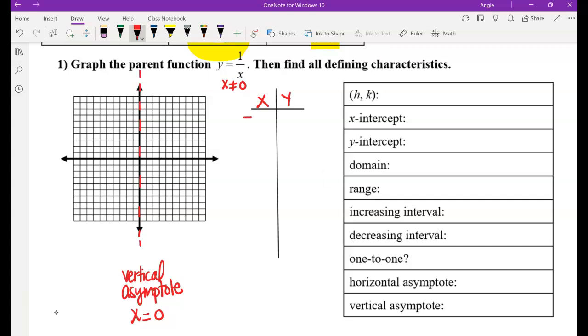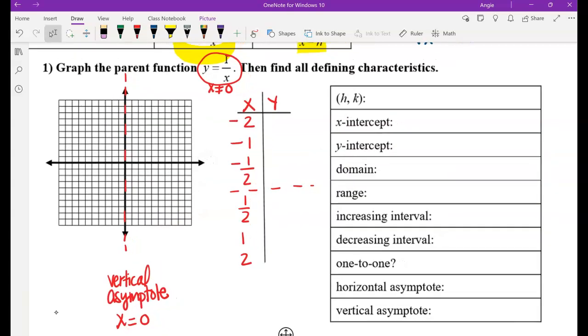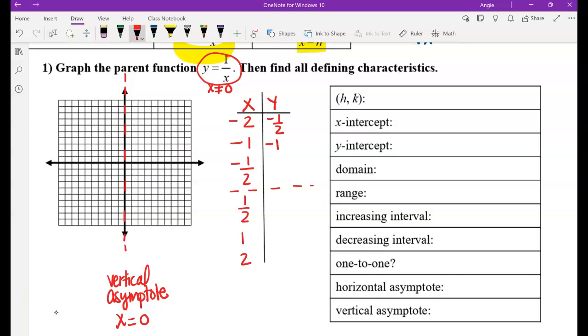So let's pick, let's say -2, -1, and yes, we are going to pick -1/2. Then because we can't pick 0, we're going to pick some positive numbers such as 1/2, 1, and 2. Then we are going to plug into our y equation here. So when x is -2, 1 divided by -2 is going to be -1/2. When x is -1, 1 divided by -1 is just simply -1.